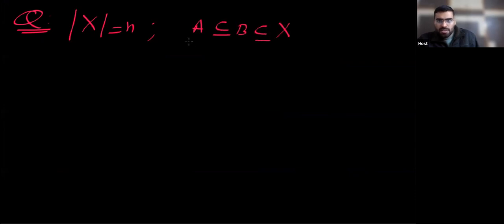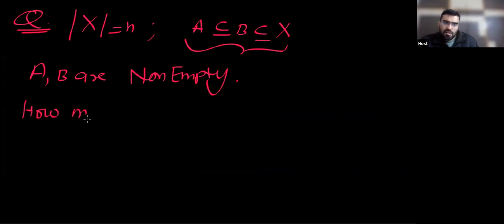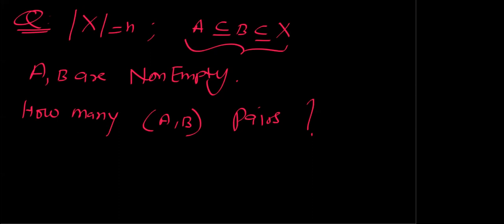Basically, you have a set X in which you have cardinality n, and basically A is a subset of X, B is a subset of X. A comma B are non-empty. They must be non-empty, both of them. A must be non-empty, B must be non-empty. Then tell me how many A comma B pairs will be there. Now tell me how many pairs must be there. Try this.